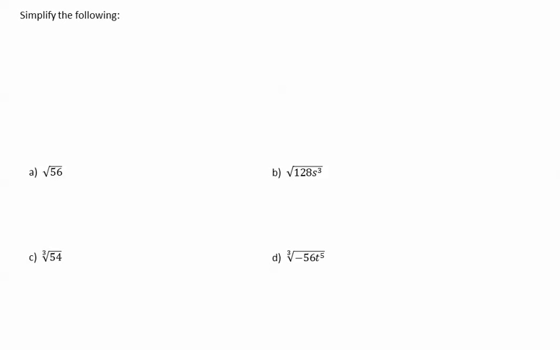Simplify the following. A number expressed entirely as a radical is called an entire radical. As an example, the square root of 20.